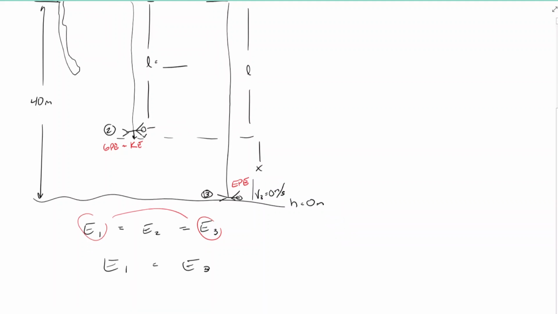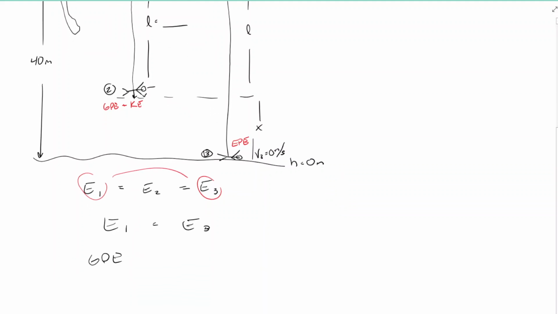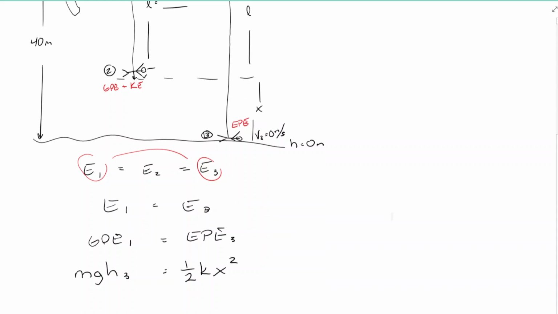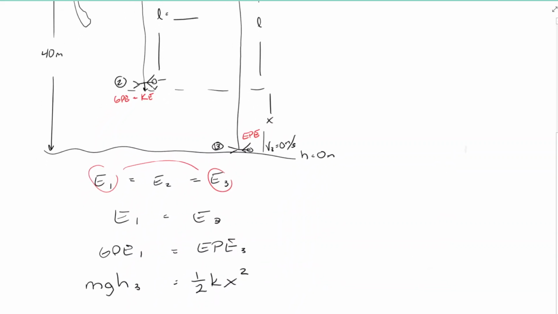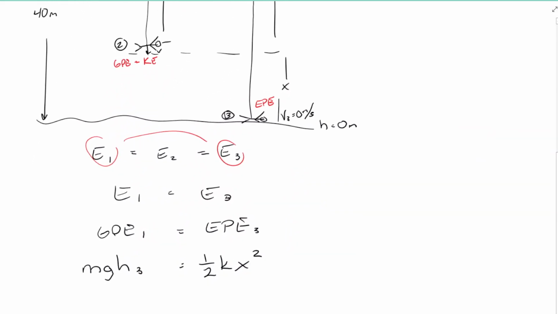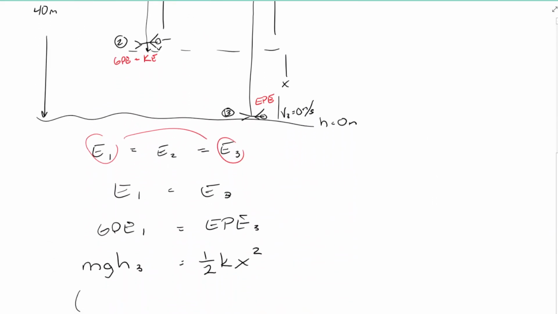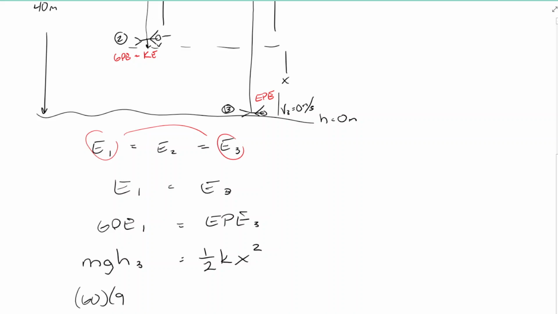And what kind of energy is at 1? Well, we have GPE at position 1, and at position 3 we have EPE. Our equation for GPE is mgh, and EPE is 1/2 kx squared. And if we know x and we know the height of the jump, we should be able to figure out the unstretched cord, right? So let's plug in the values. We know the jumper is 60 kilograms, gravity is 9.8, and the height is 40.